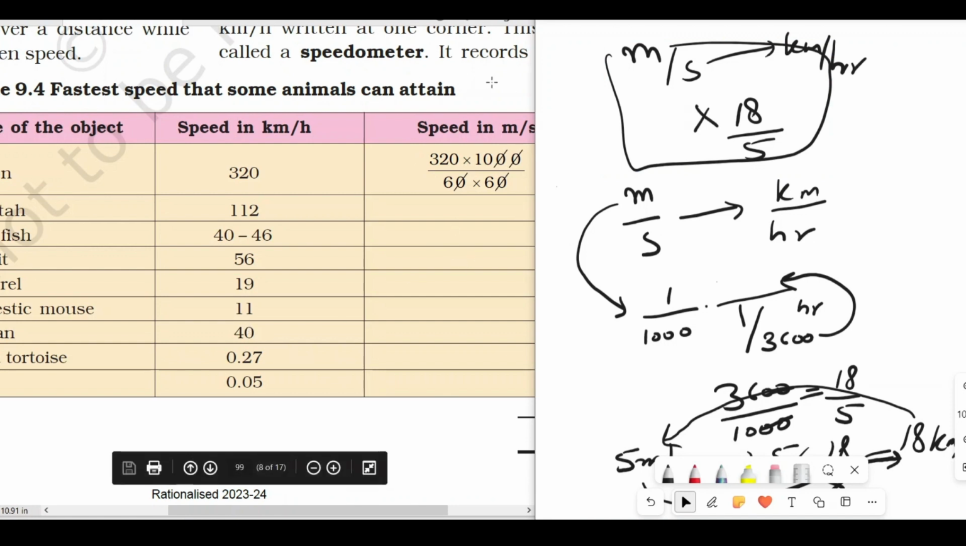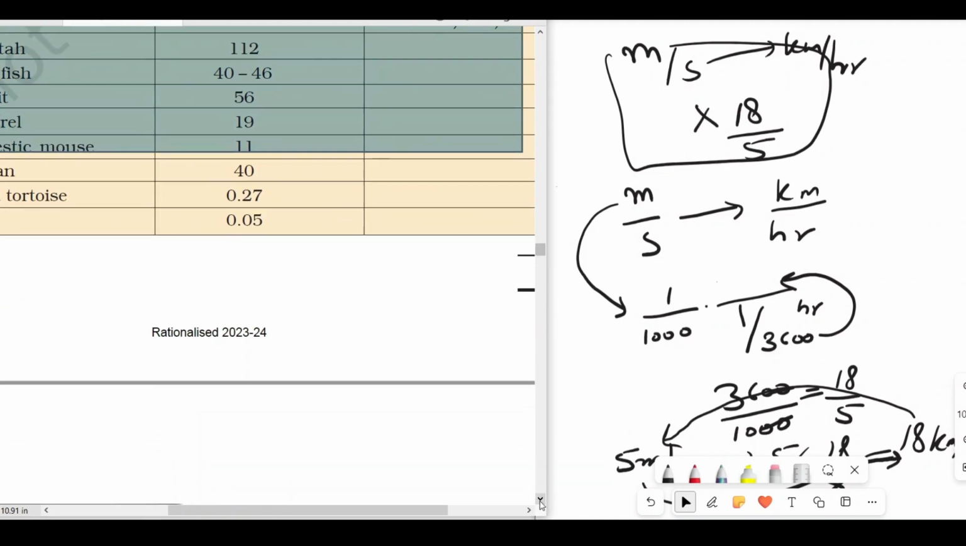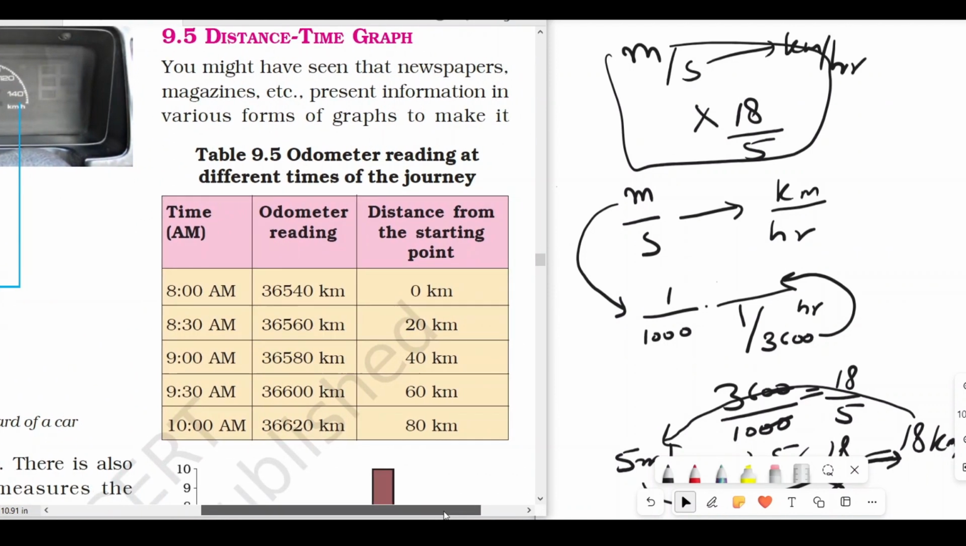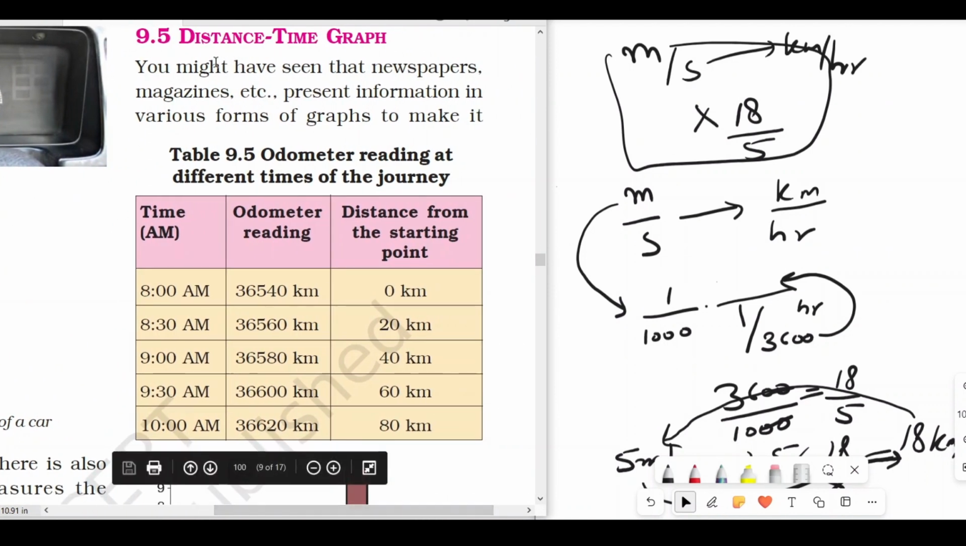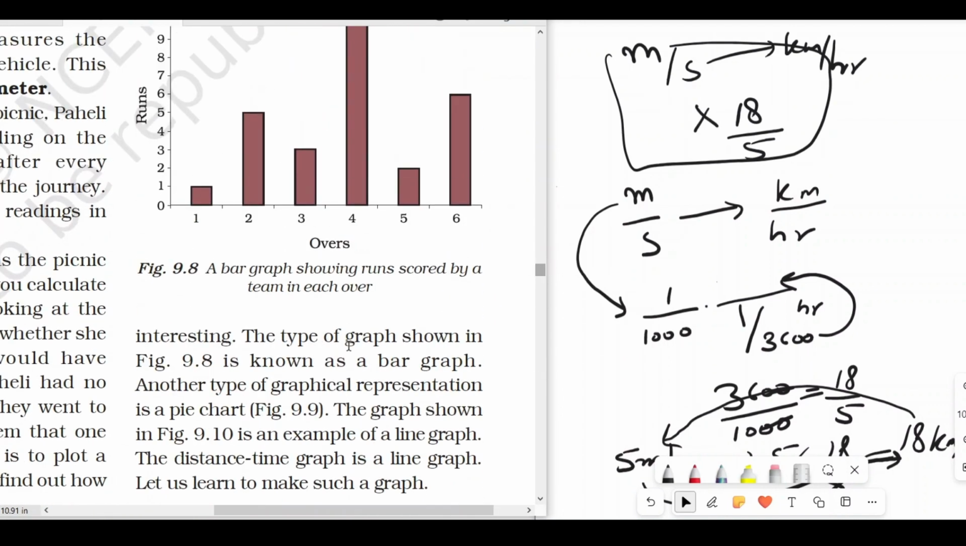Okay, so let's move forward to learning how we plot graphs for today. So let's begin. You might have seen that newspapers, magazines, etc. present information in various forms of graphs to make it interesting. The type of graph shown in figure 9.8 is known as a bar graph.